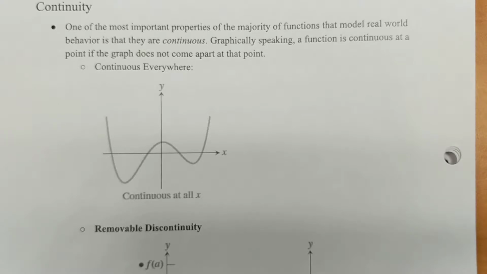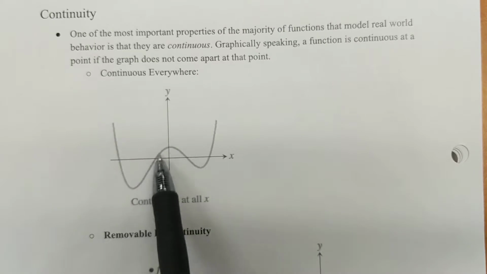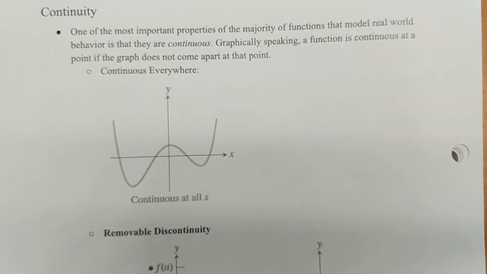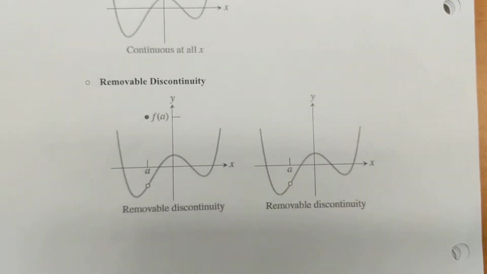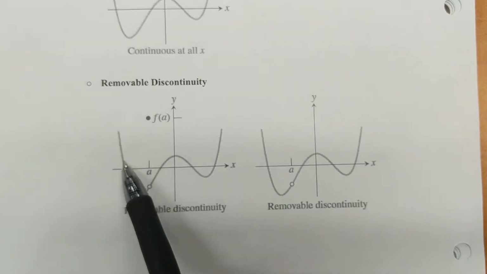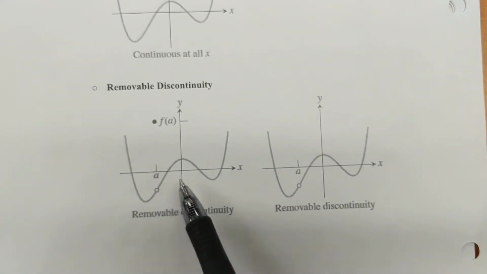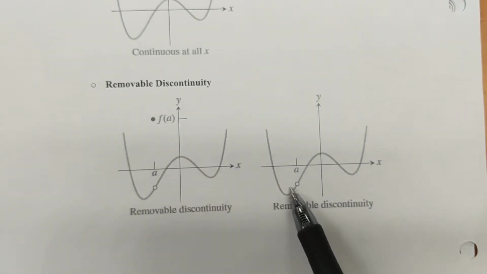A graph that is continuous is a graph in which you do not have to lift your pen or pencil at any point in time to draw it. So this one is continuous because I can trace along the curve without having to lift my writing utensil. These two are examples of removables. Here I have to lift my pencil up to take care of that open circle, and then I can keep going. Same thing happens here.